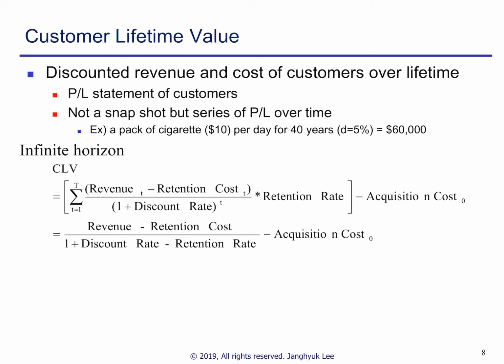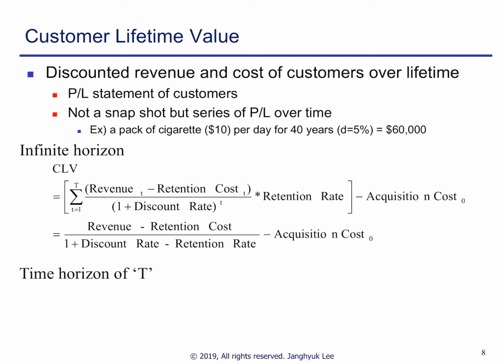Revenue minus retention cost, over 1 plus discount rate minus retention rate, and in total subtracted by the cost of acquisition in the beginning. But in some cases, companies cannot employ this kind of infinite time horizon because their business cycle is not as long and the future could be uncertain.